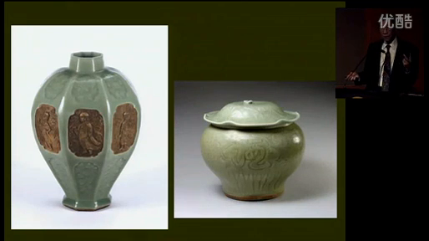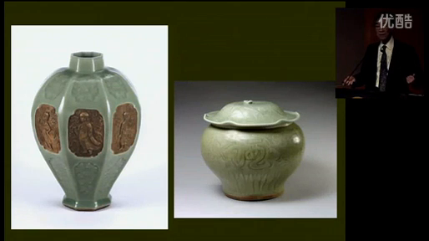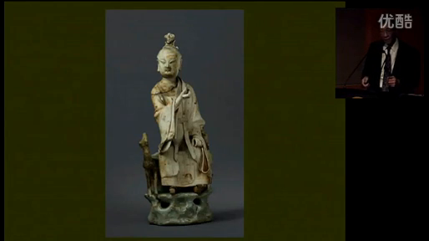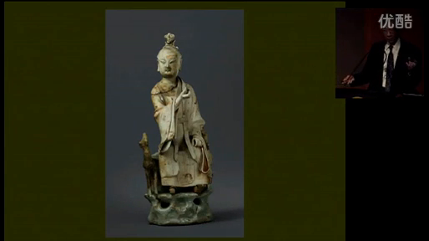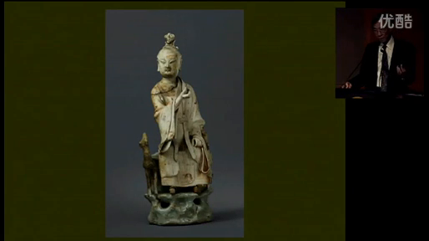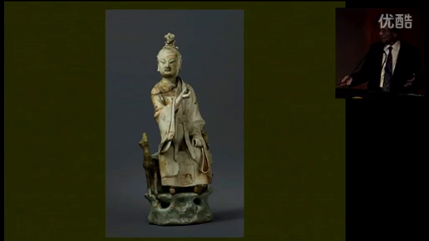So there are two influences from the north. One is gold and silver forms, and also the relief decoration. And then, of course, also for the first time in South China, you have sculpture in the round. This is another Taoist figure. Now, I'm not going to deal with religion, although there's a big section on religions in the exhibition.